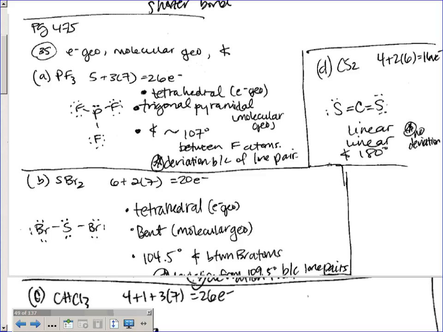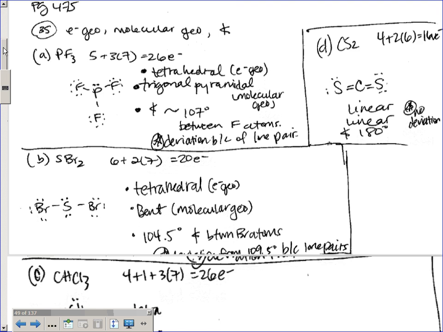They'll also take 107. They just know it's not 109.5, right? Because that's our tetrahedral appearance, with no lone pairs to cause any distortion or deviation from normal. That's a way that it'll describe it as well. What creates the deviation? The lone pair repelling it. And then electron group geometry is definitely tetrahedral.